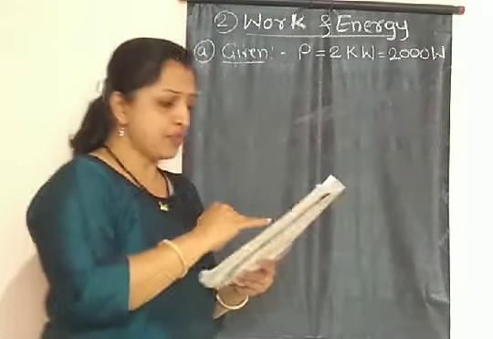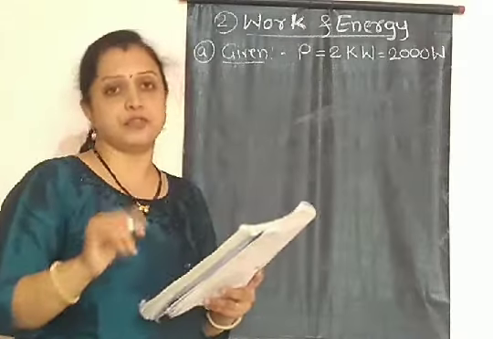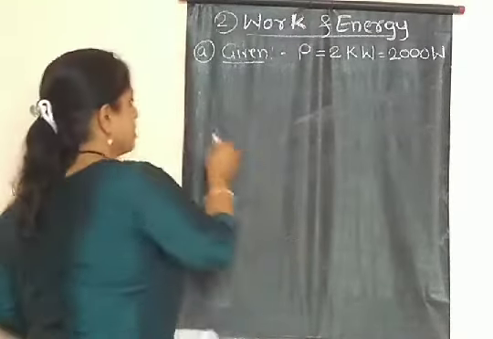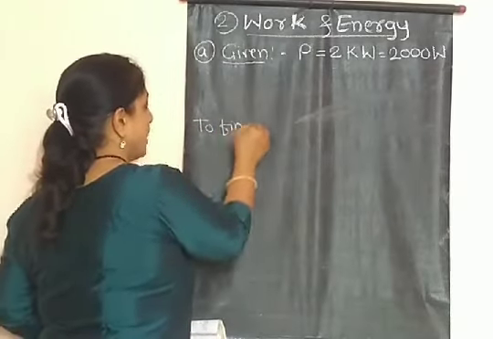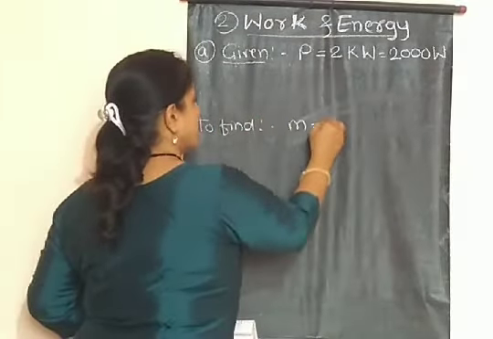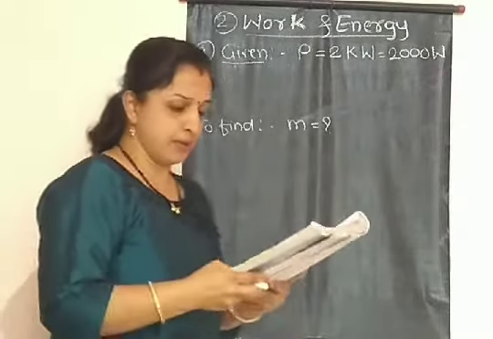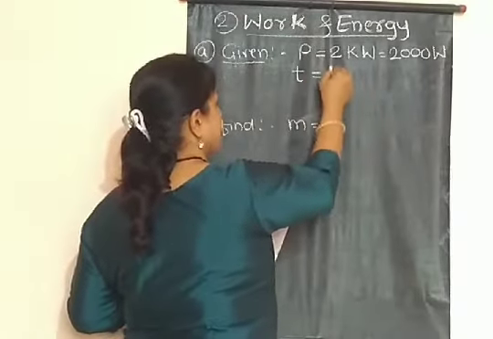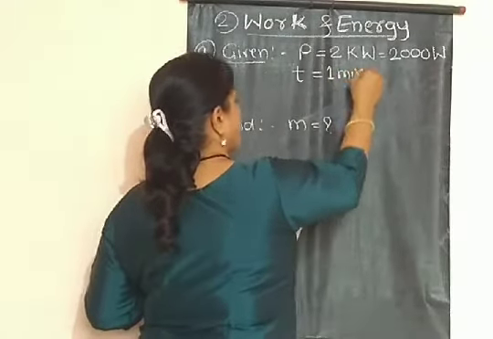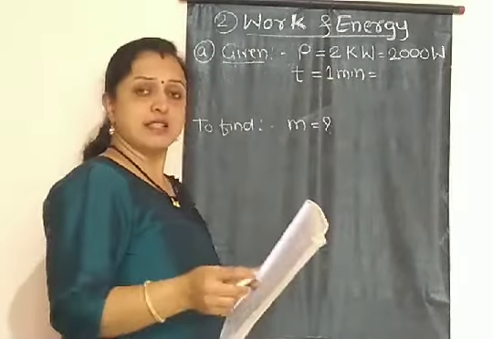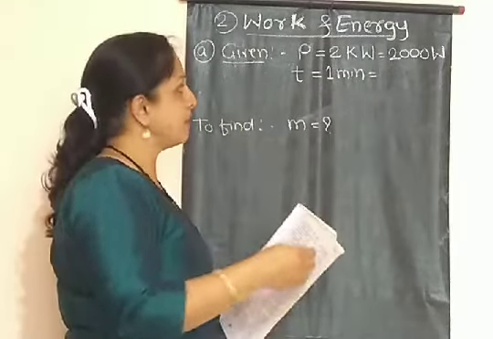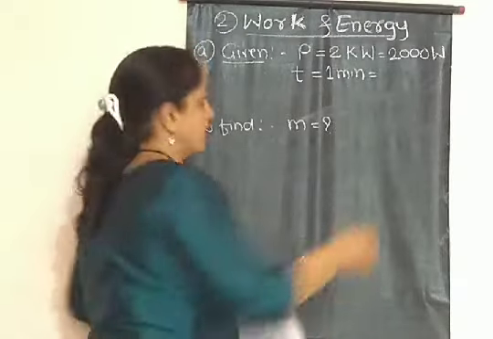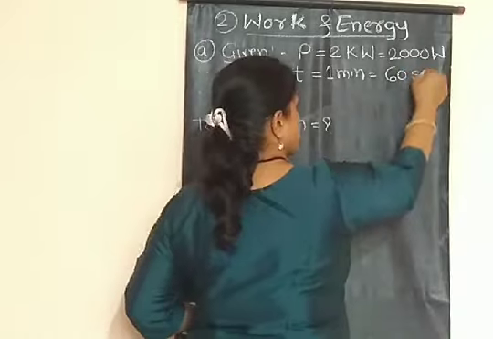Then after that, how much water will the pump lift? It means we have to find out the mass of that water, right? So what we have to find? We have to find out the mass of the water that is lifted by that pump every minute. Here we are also given the time, that is per minute. So 1 minute means how many seconds? That is 60 seconds, because in this example we have to use all SI units, and the SI unit of time is second. So let us write here 60 seconds.